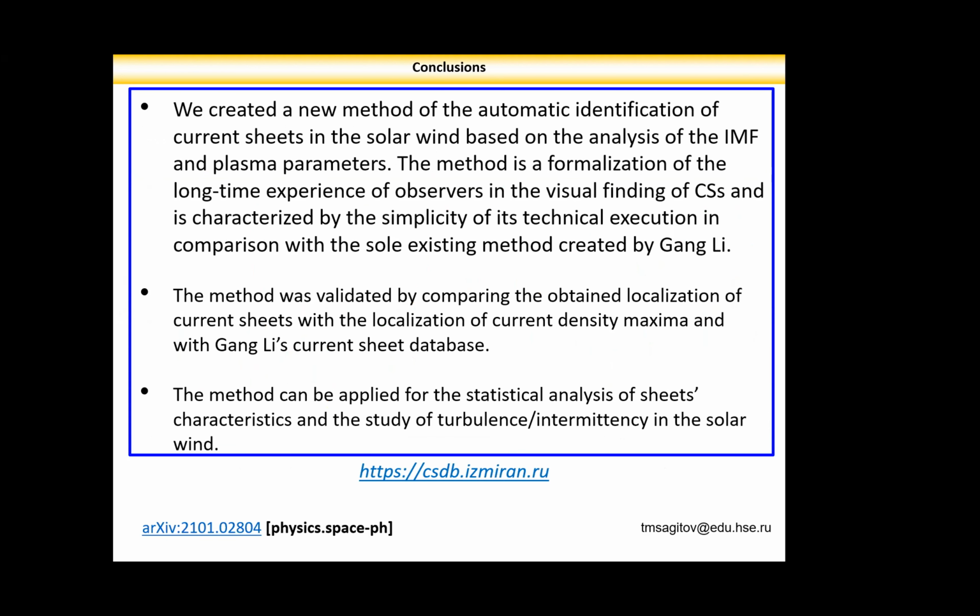And yeah, a few conclusions. We created a new method of the automatic identification of the current sheets in the solar wind, which is a formalization of the long-term experience of the observers. The method was validated twice by comparing the current sheet locations with the current density maxima and with Gang-Lee's current sheet database. And the method can be applied for statistical analysis of the sheets' characteristics and study of the turbulence and intermittency in the solar wind.